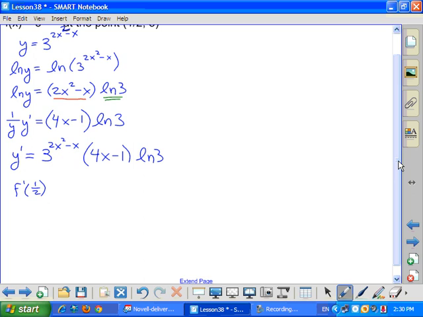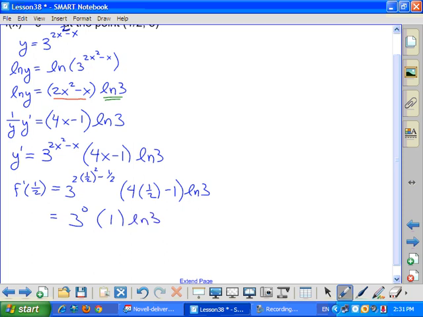So doing the substitution, I want to find the slope at 1/2, so I'm going back to function notation. 2 to the exponent 1/2 squared minus 1/2, 4 times 1/2 minus 1, ln 3. Cleaning this up, the exponent: 1/2 squared is 1/4, times 2 is 1/2, minus 1/2, so the exponent's going to be 0. 2 minus 1 is 1, ln 3. So that goes to 1. That is a 1. So the slope is ln 3 at that coordinate. It's almost like I planned it that way for a teacher example.